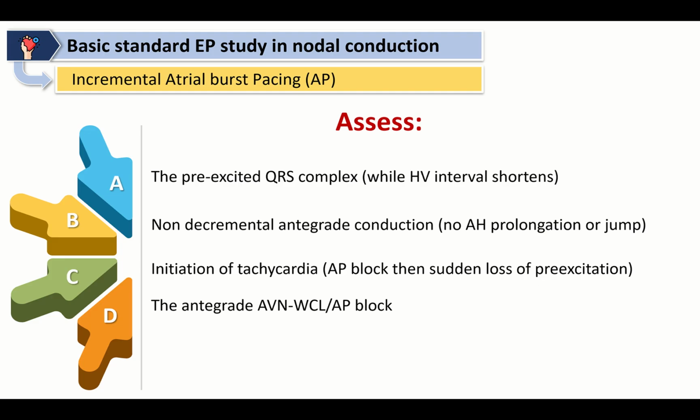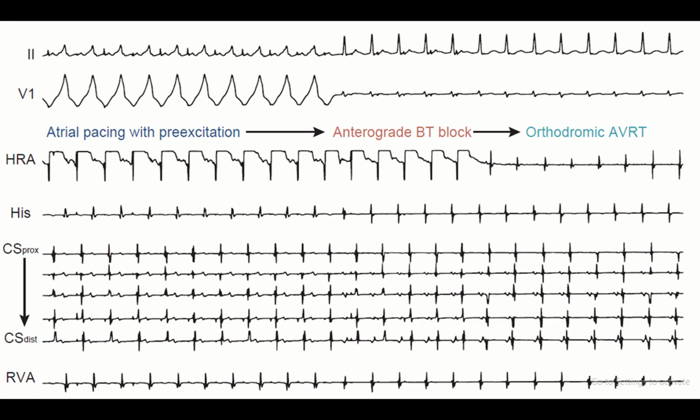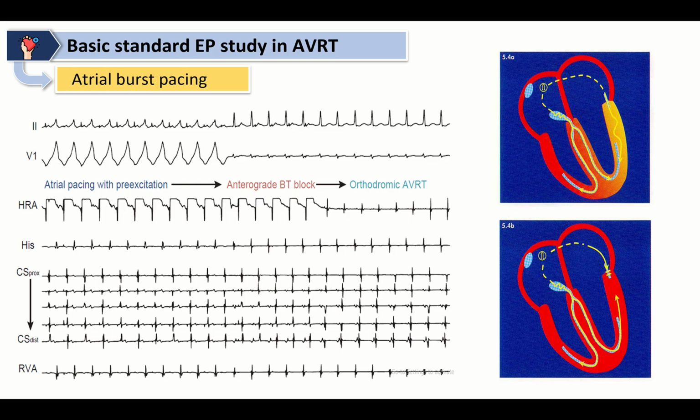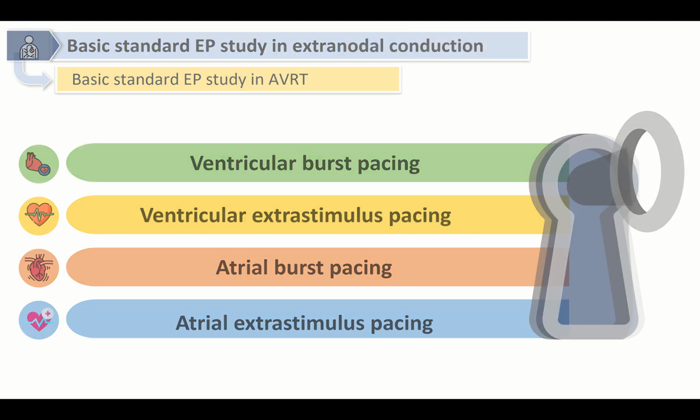And finally you can assess the block of the accessory pathway, or the antegrade Wenckebach cycle length if it is nodal conduction. Here, atrial burst pacing, manifest pre-excitation, then antegrade conduction of the accessory pathway blocks, no more pre-excitation, then antegrade conduction via the AV node, retrograde accessory pathway, and the initiation of orthodromic tachycardia, a clear evidence of accessory pathway antegrade conduction.